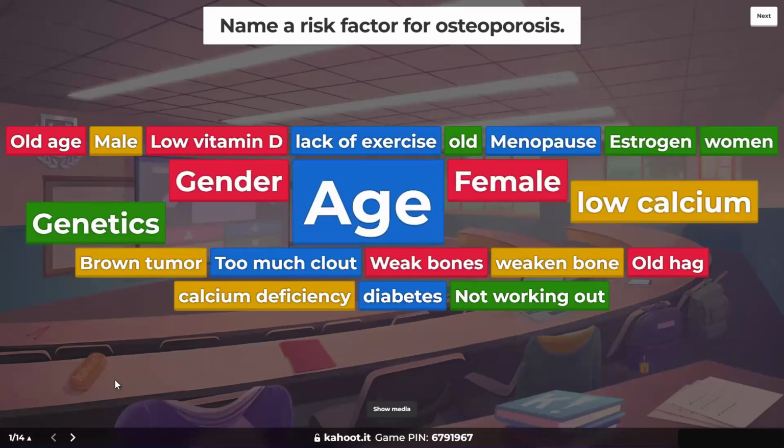We have a differing opinion here. Someone said male, some people said women or female. What do you think is correct? Old age, lack of exercise, low vitamin D. Genetics is a factor. No, brown tumor is not a risk factor for osteoporosis. Brown tumor is something that comes with what? Hyperparathyroidism. Yeah, calcium deficiency or vitamin D deficiency too. Good. Yes, most of these things are correct.